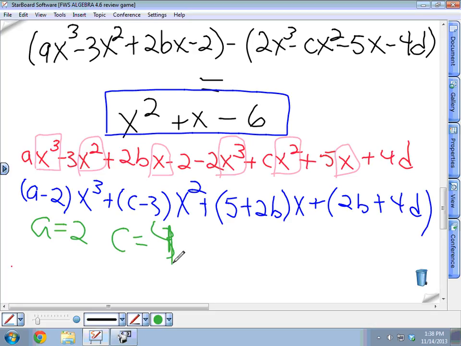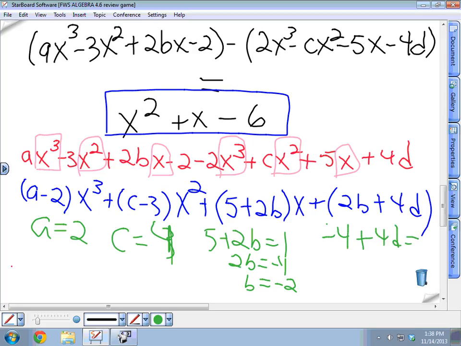All right. Then our x coefficient needs to be 1. So 5 plus 2b equals 1. What is b? 2b equals negative 4. b equals negative 2. And then last but not least, we know b is negative 2. So 2 times negative 2 is negative 4, plus 4d equals negative 6. Add 4 to each side. And what is d, Jared? Negative 2 and 4. Which is?